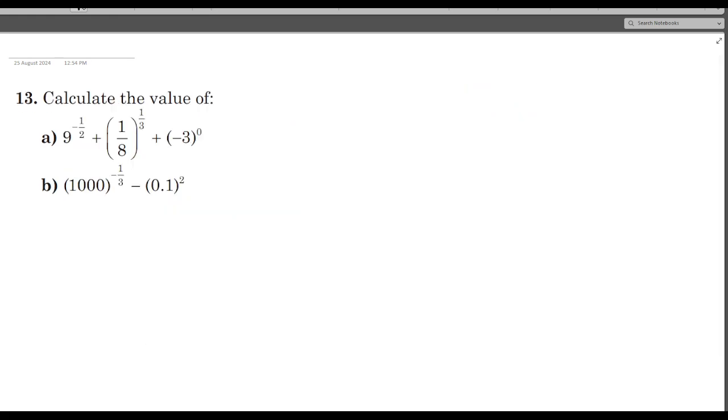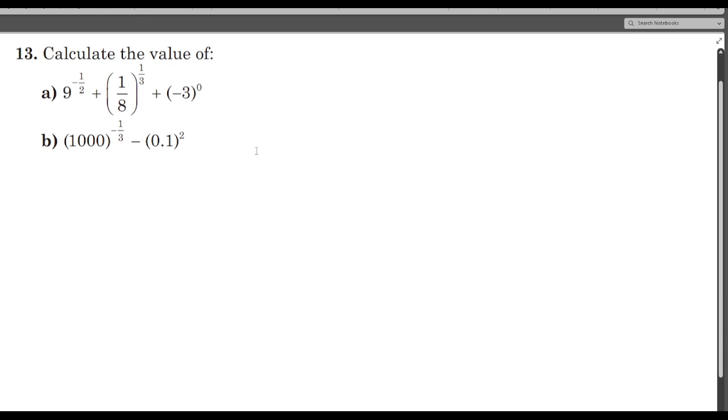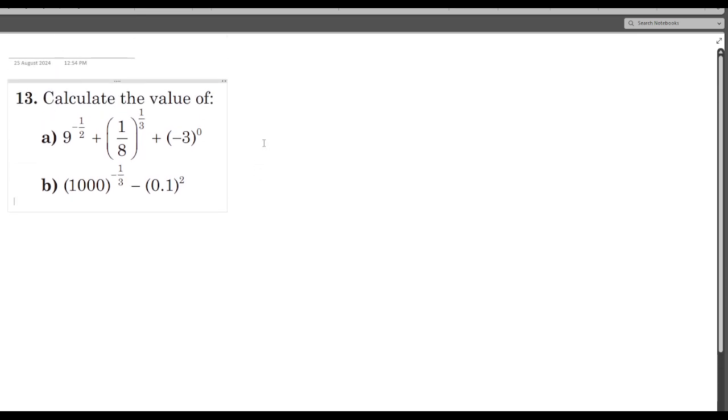13th question. Now in the 13th question we have to calculate, and this should be without a calculator. Now the first term, 9 power minus half. 9 I can write as 3 power 2. So it is 3 power 2 the whole power minus half. Then plus 1 divided by, this 8 I can write as 2 power 3 the whole power 1 divided by 3, and this is plus minus 3 power 0.